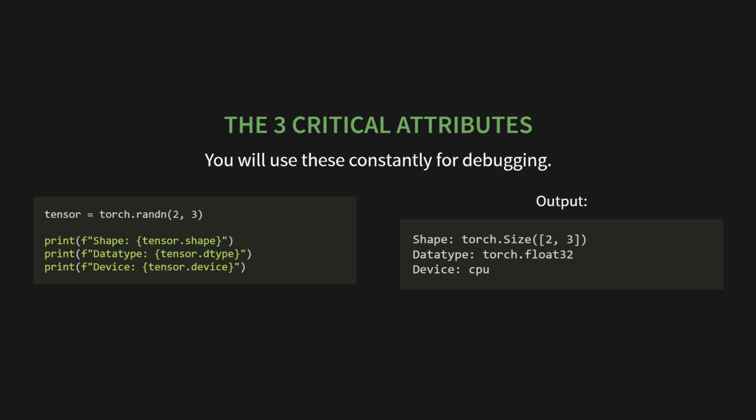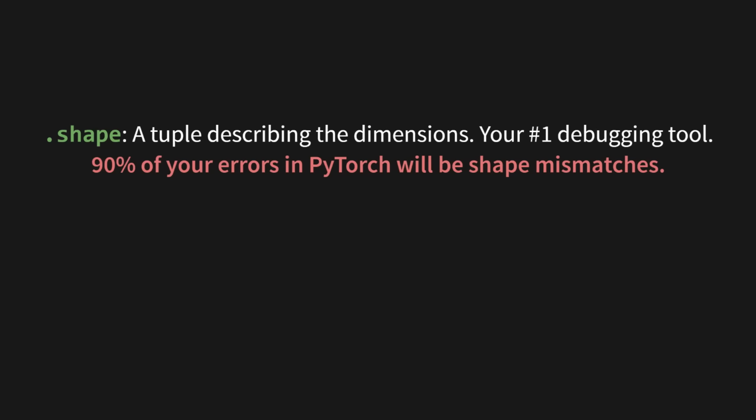Here's what we get. The shape is torch.Size with a list of 2, 3. The data type is torch.float32. And the device is CPU. Let's break these down. First, .shape. It's a tuple describing the dimensions. Listen to me. This is your #1 debugging tool.